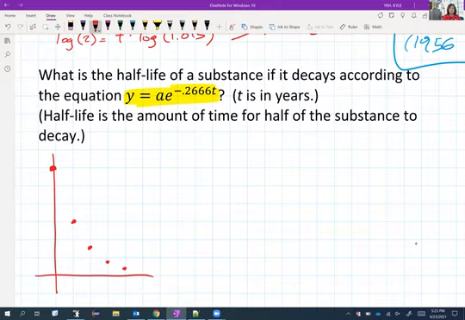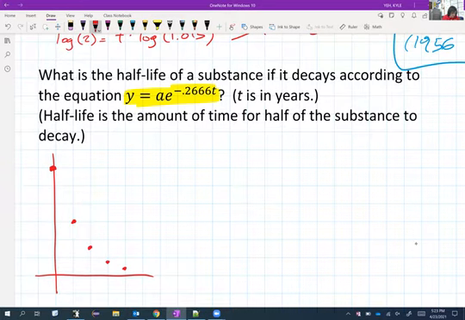So if it takes 10 years to go from 6 to 3, it'll take 10 years to go from 3 to 1.5. Even though not as much is decaying, half of the substance is decaying, and it will take that same amount of time, that half-life.